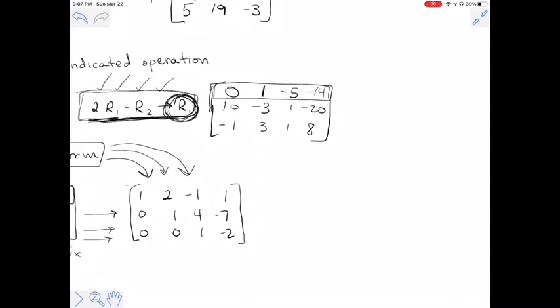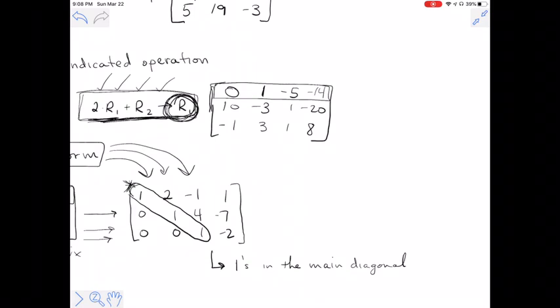Starting at the top left, there's a 1, and then those 1s continue down in a diagonal. This is called the main diagonal of a matrix. It starts at the top left and goes down to the right. There has to be ones in the main diagonal. In order to be row echelon form, you have to have ones in the main diagonal.